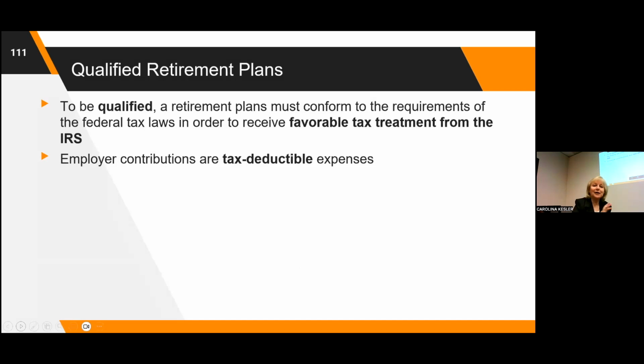Qualified retirement plans. To be qualified, a retirement plan must conform to the requirements of the federal tax laws in order to receive favorable tax treatment from the IRS. The employer contributions are tax deductible expenses. So that's a good one, right?